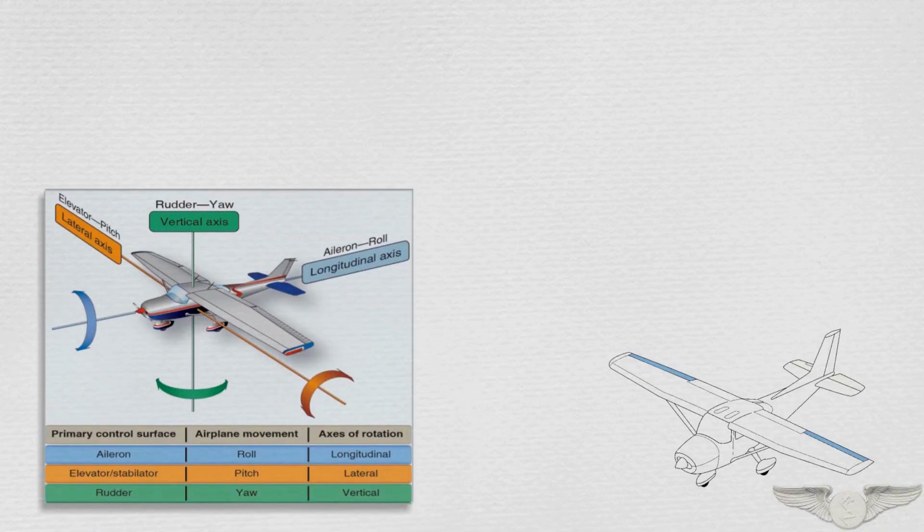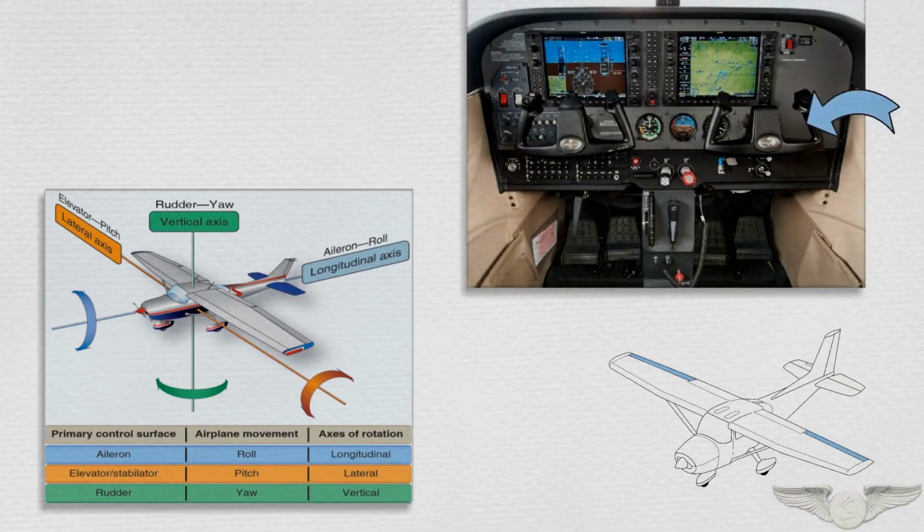First, the ailerons. When we turn the yoke to the left, the left aileron moves up and the right aileron moves down, causing the left wing to move down and the right wing to move up. This causes the airplane to roll or turn to the left.